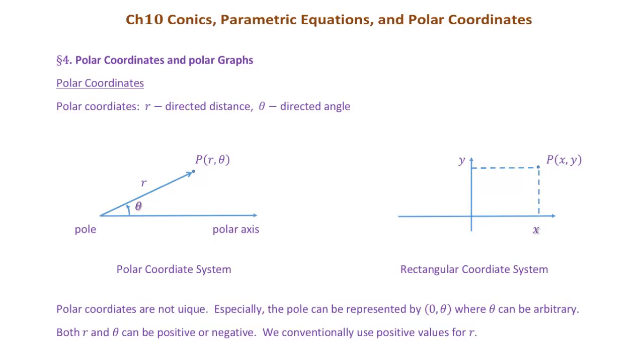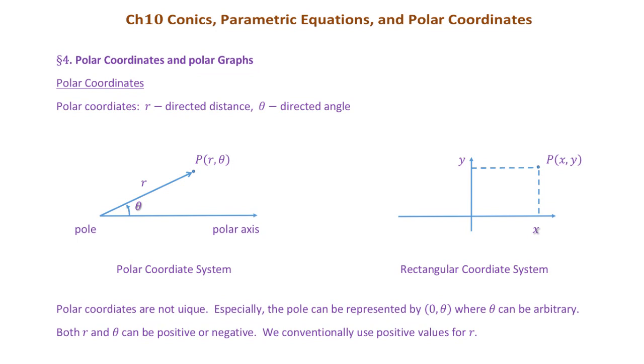So today we're going to discuss 10.4, polar coordinates and polar graphs. Previously, we have used regular rectangular coordinates all the time. You just use the coordinates x and y, as shown on the right side of the graph. It's basically the direct distance to the x and y axis.